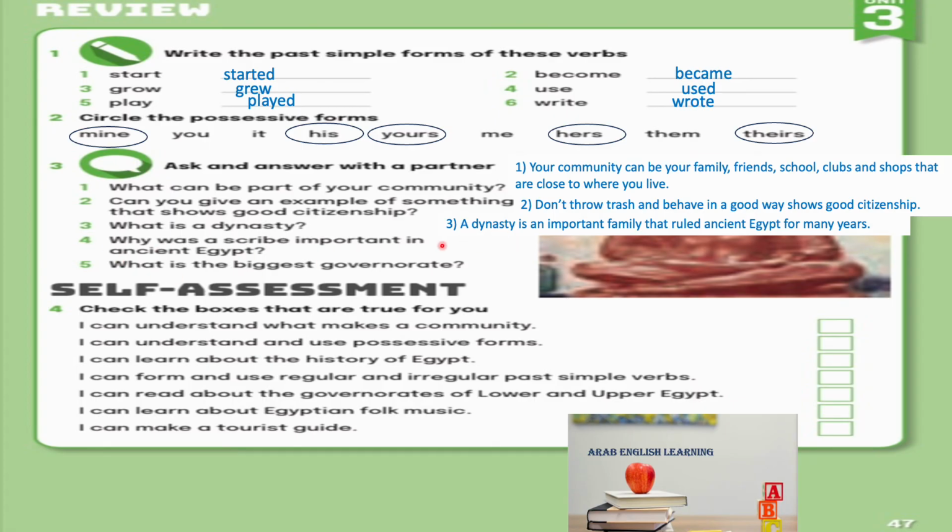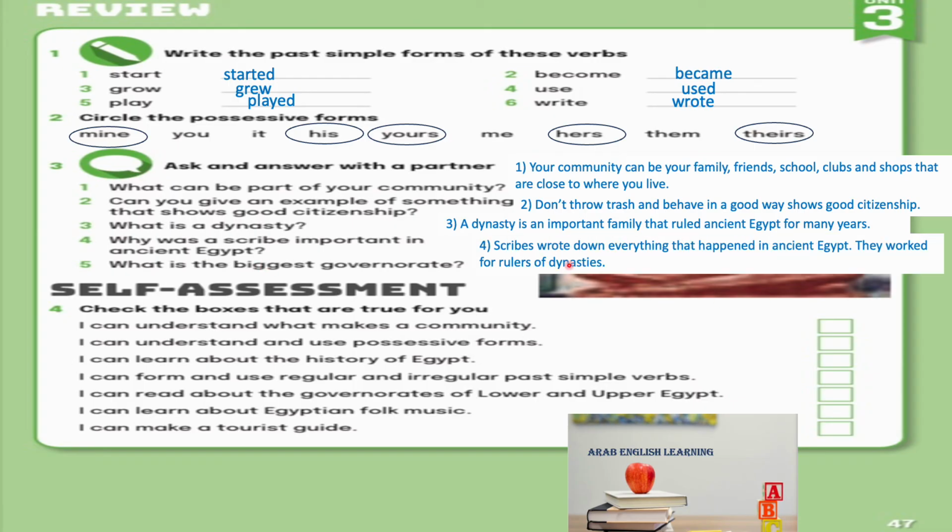4. Why was a scribe important in ancient Egypt? The one in the picture. Scribes wrote down everything that happened in ancient Egypt. They worked for rulers of dynasties. 5. What is the biggest governorate? The biggest governorate is New Valley. It is over 440,000 square kilometers. Now it's your time to test yourself by checking the boxes that are true for you.